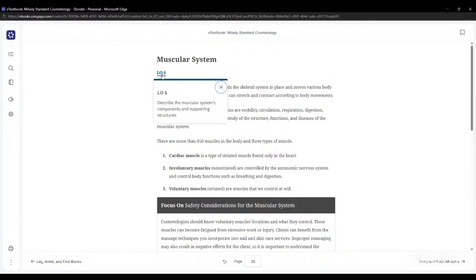our lesson objective number 6: describe the muscular system's components and supporting structures. How do we become successful completing this lesson objective? Again, terminology, okay? Describe. So we need to be able to talk about what the muscular system is, what it does, and who it supports. We talked about the organs yesterday, okay? And now we're moving on to the muscular system and also its supporting structures.